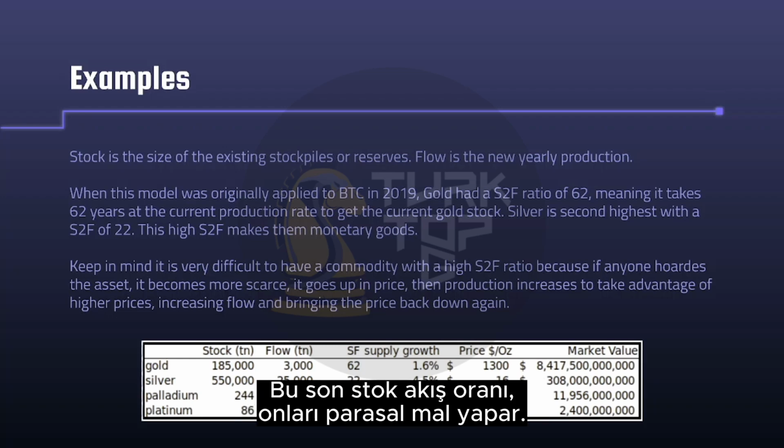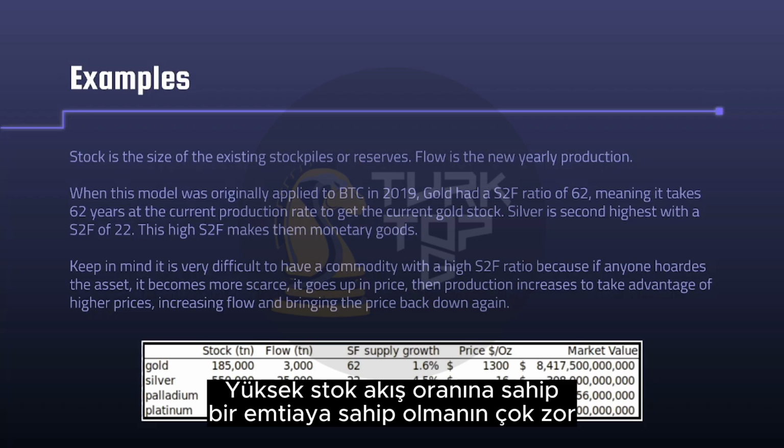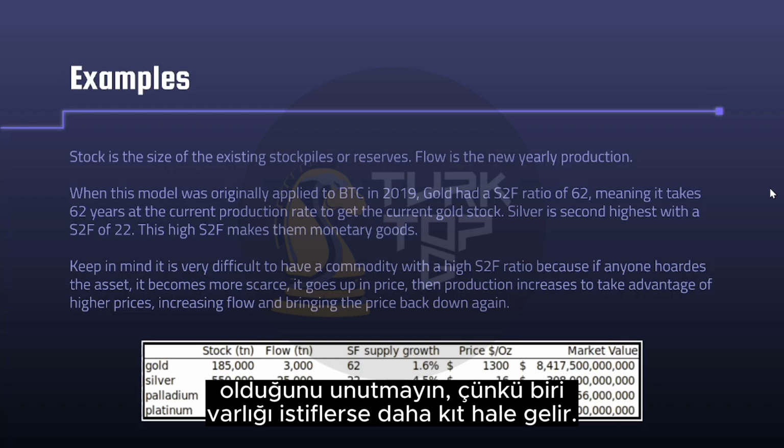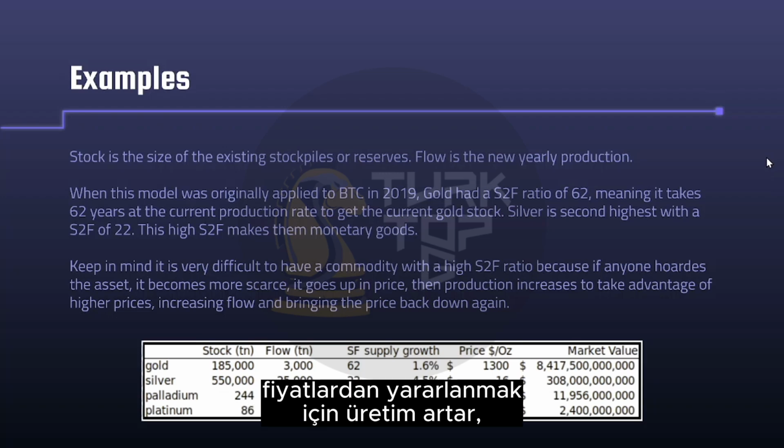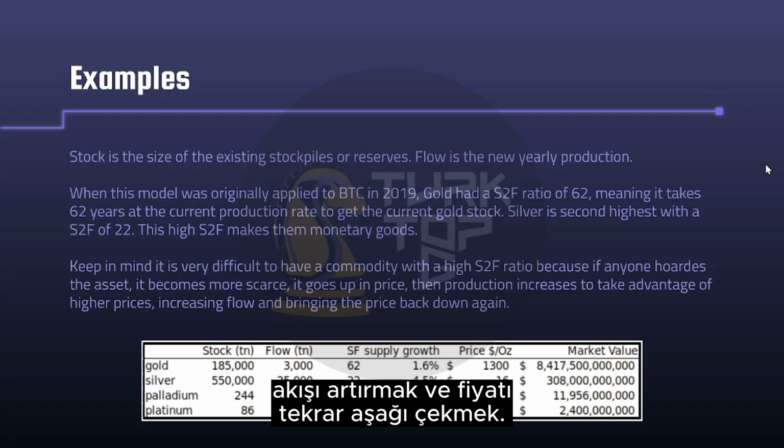This high stock-to-flow ratio makes them monetary goods. Keep in mind, it is very difficult to have a commodity with a high stock to flow ratio because if anyone hoards the asset, it becomes more scarce. It goes up in price, then production increases to take advantage of the higher prices, increasing the flow and bringing the price back down again.